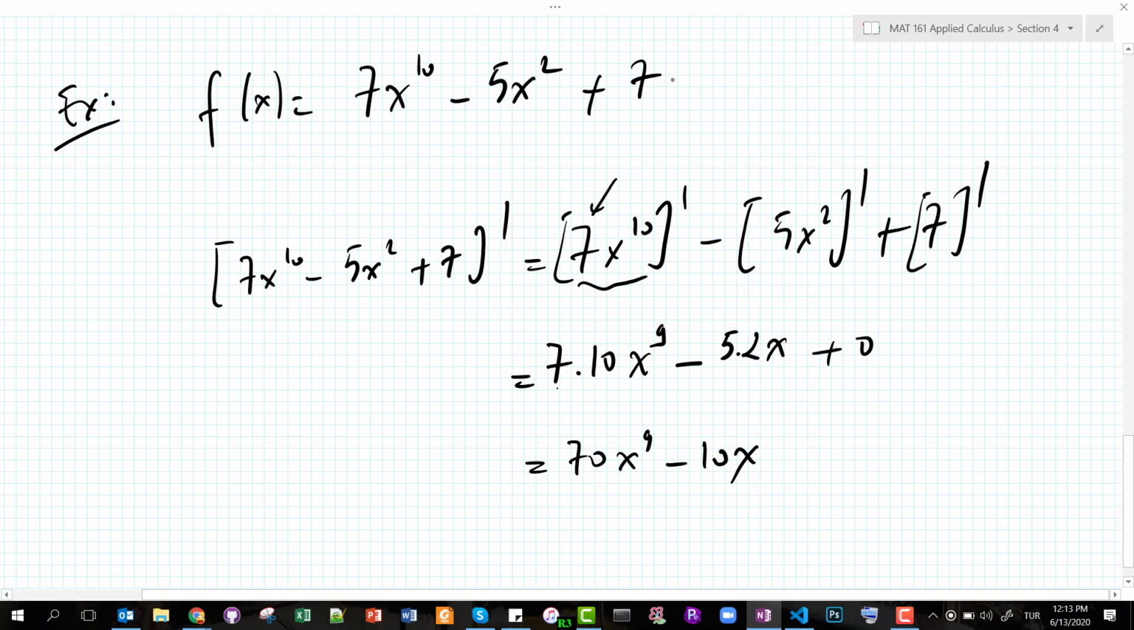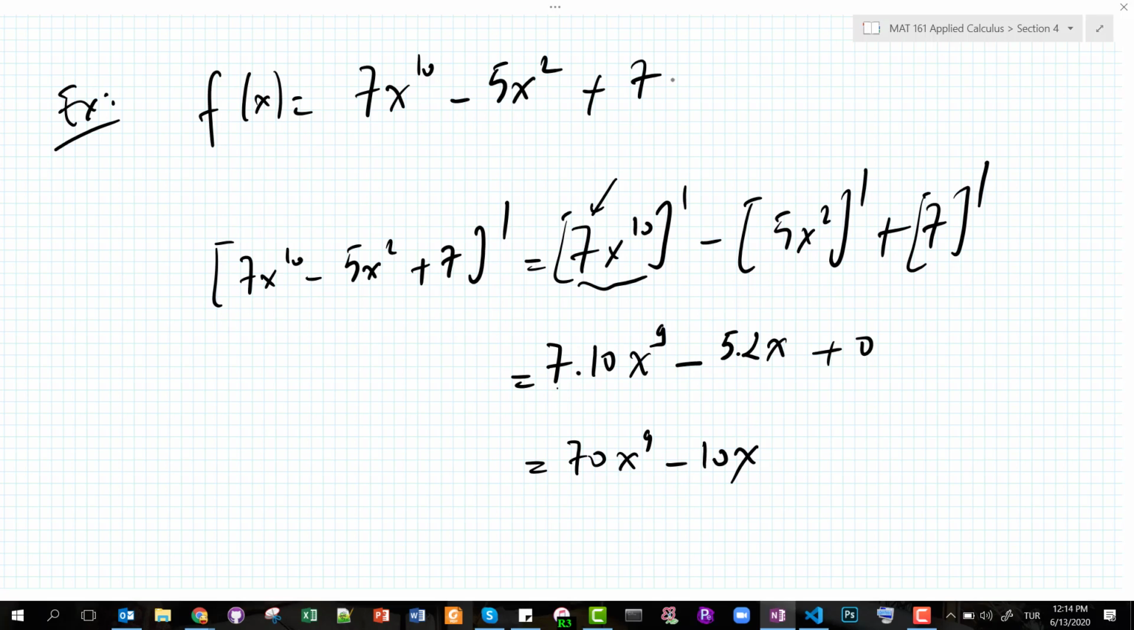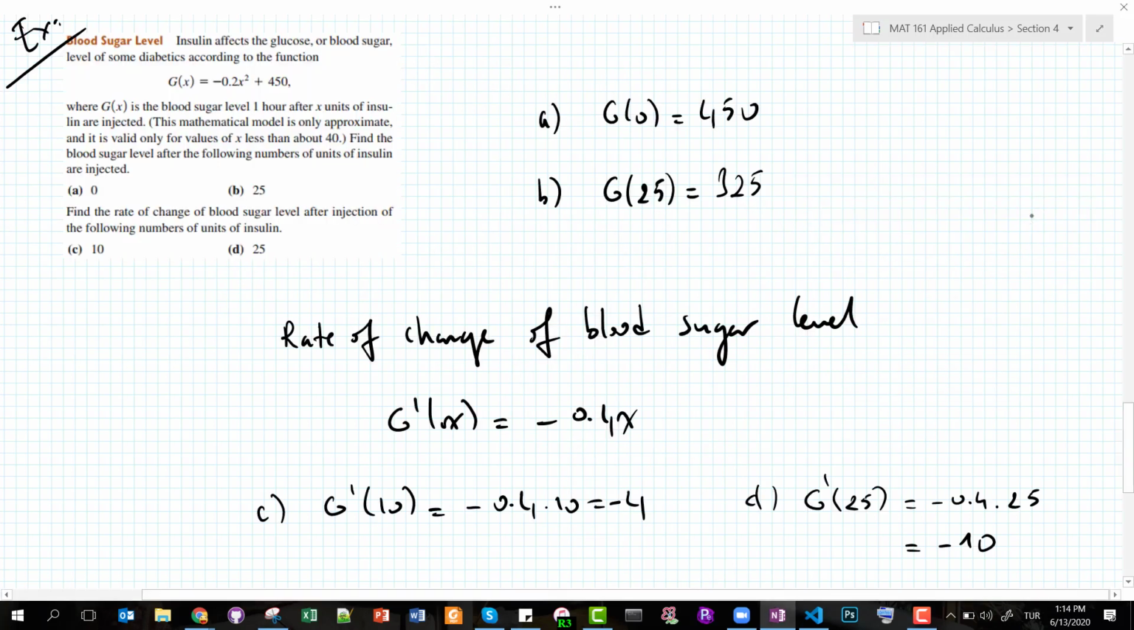So now I would like to give you a couple of real-world examples so that we can see how to interpret these derivatives, and then how we can apply these rules for the derivative. Let's look at this example, which is about blood sugar level, which is given by this function. If you would like to write the effect of the insulin on the blood sugar, it asks you to find the blood sugar level after the following number of units of insulin are injected.